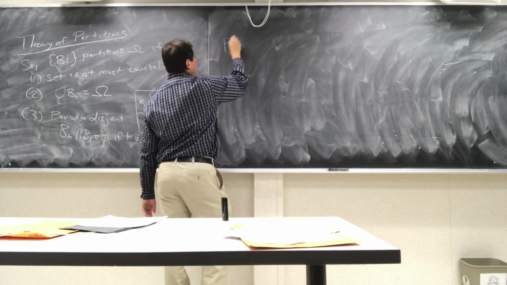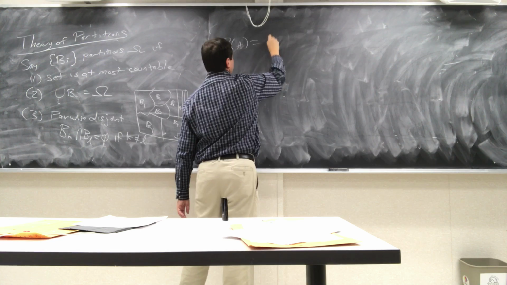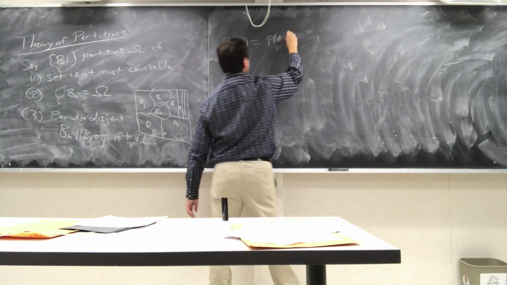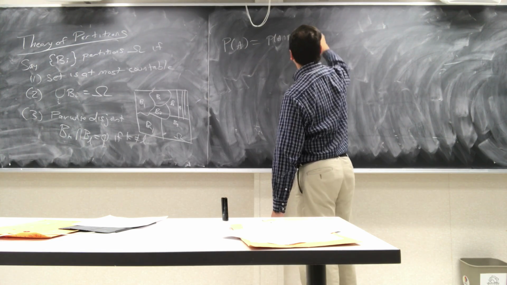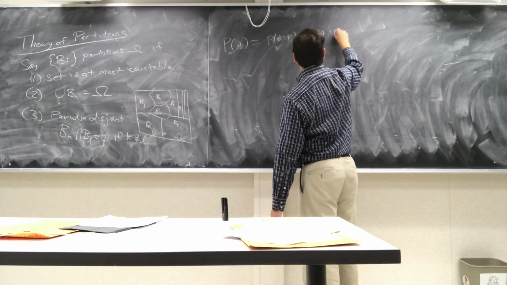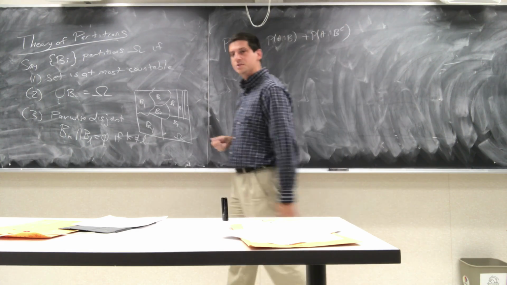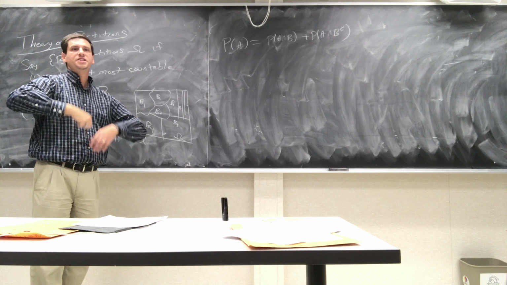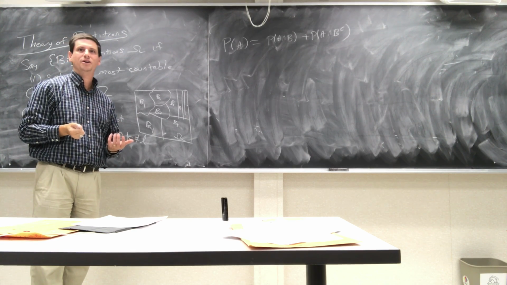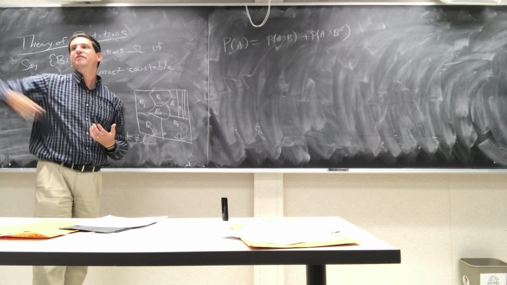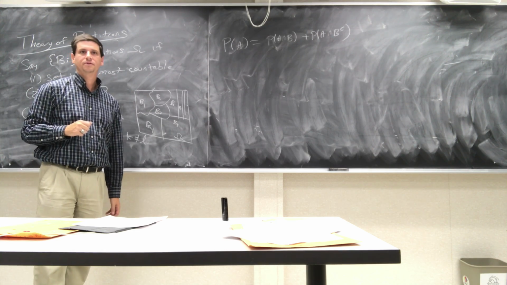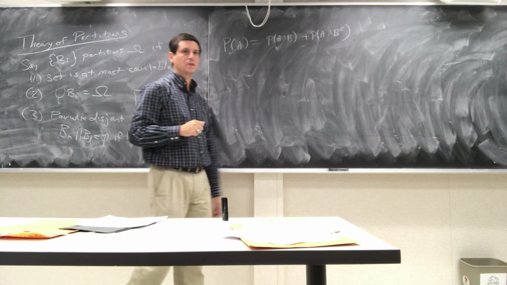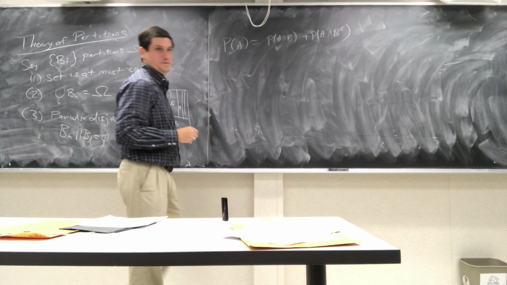So the probability of A is the probability of A intersect B plus the probability of A intersect B complement. We've seen this before. This is the simplest partition of a set omega. We're partitioning omega into two sets, B and everything not in B. Right? We can generalize this.